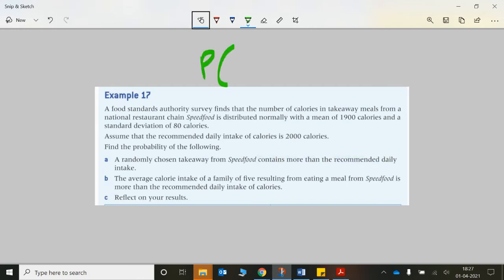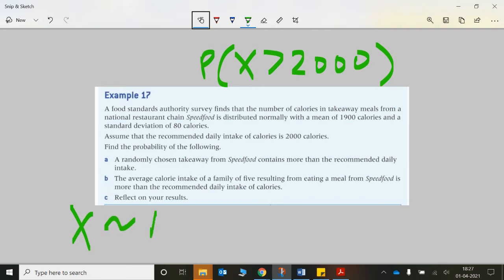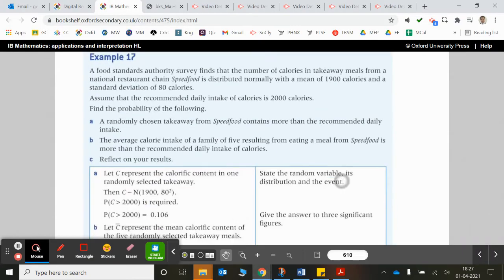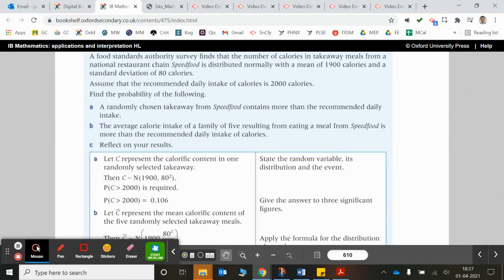So what are we looking for there? The probability that X is greater than 2,000. Remember, this is a normal distribution, so we don't need to say equal to as well. And what was X? X was distributed normally with a mean of 1,900 calories and a standard deviation of 80, so that's 80 squared when writing down the variance. This is really simple, you can do it on your calculator. We are not talking about X bar here. I'm not going to go into the answer, you can check it on the calculator, but it's giving us just over 10%.